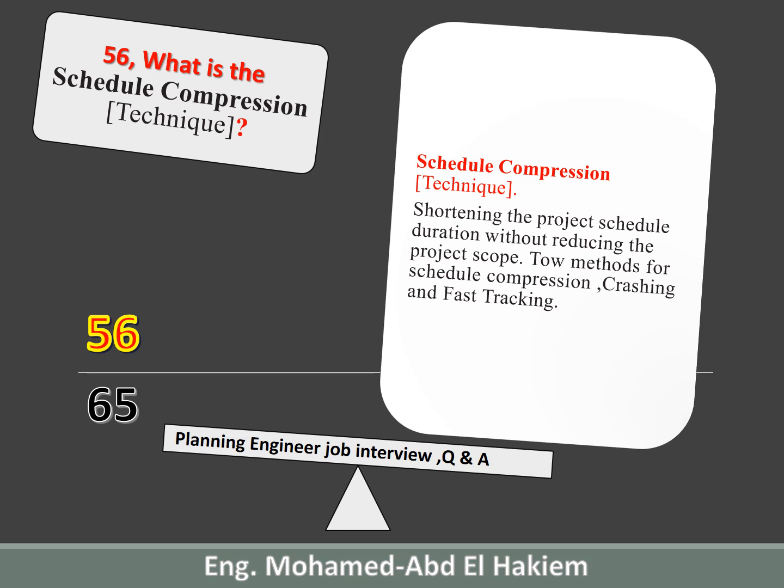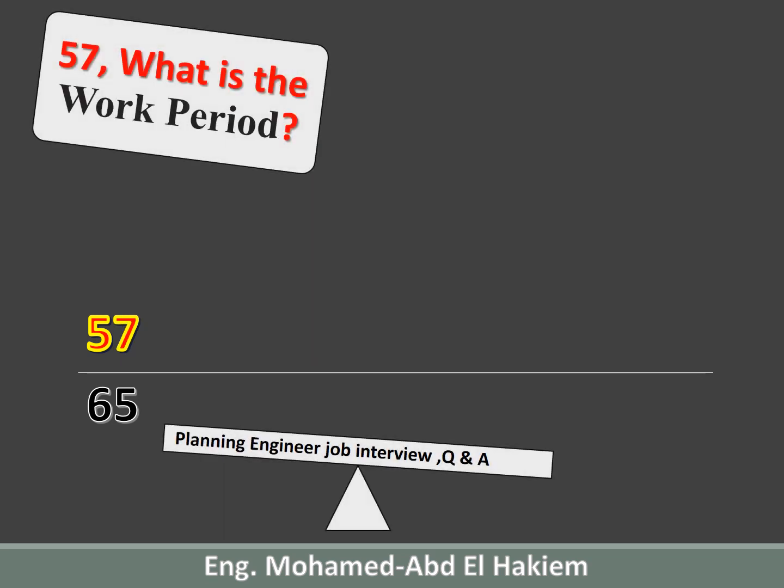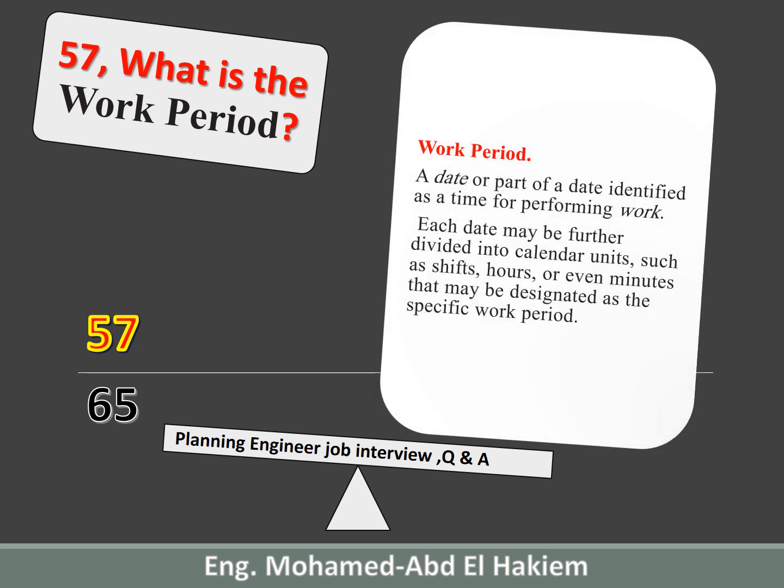57. What is the work period? Work period, a date or part of a date identified as a time for performing work. Each date may be further divided into calendar units, such as shifts, hours, or even minutes that may be designated as the specific work period.